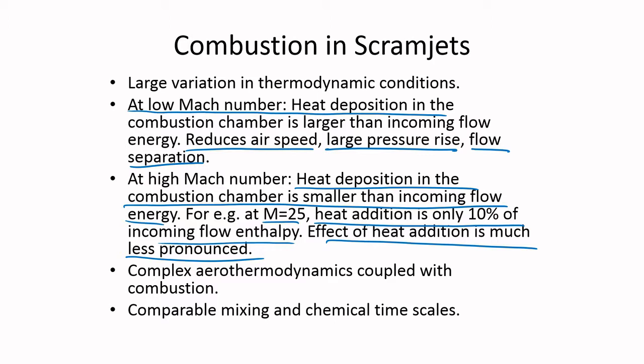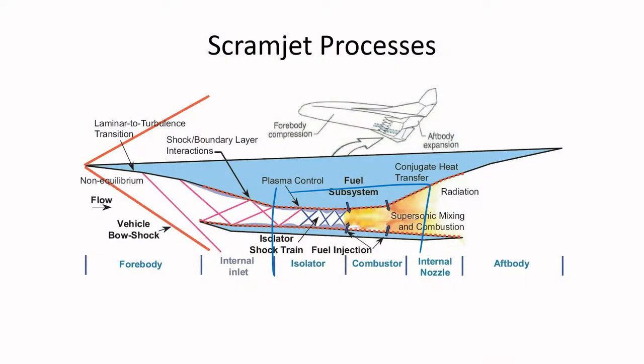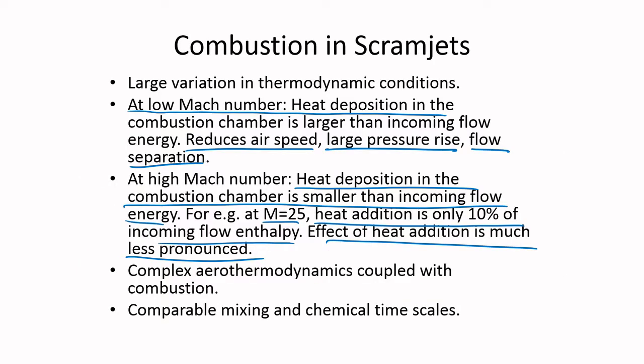Another thing is the complex aerothermodynamics coupled with combustion. Here you see that before combustion happens, there is a series of shock trains. Even inside the combustion chamber, a scramjet engine is characterized by several oblique shocks, expansion fans, and shock boundary layer interaction. These are ubiquitous in a scramjet combustor. So the aerothermodynamics is really complex, and the mixing and combustion process cannot be learnt in isolation from this complex aerothermodynamics and the shock combustion interaction, shock boundary layer interaction. So one has to understand this in a much more integrated manner.